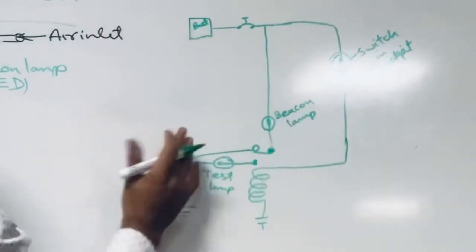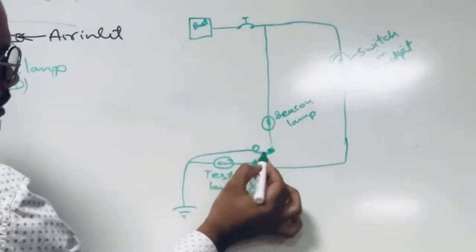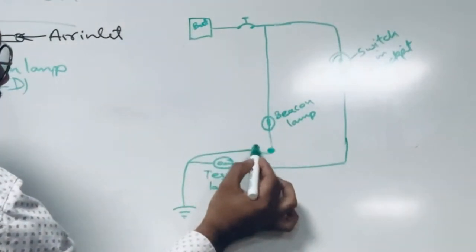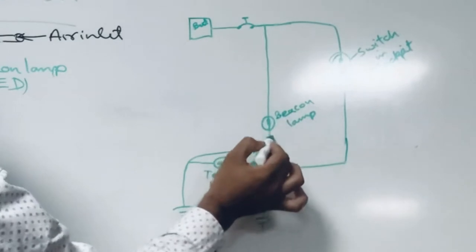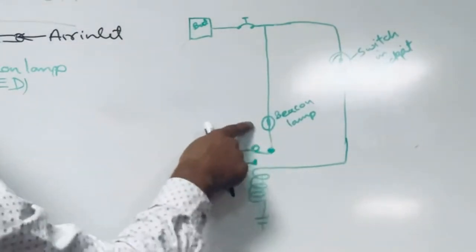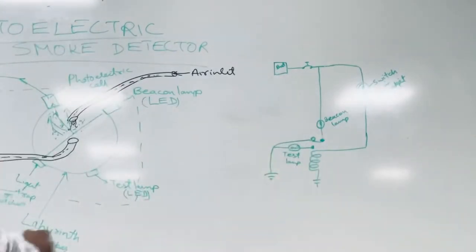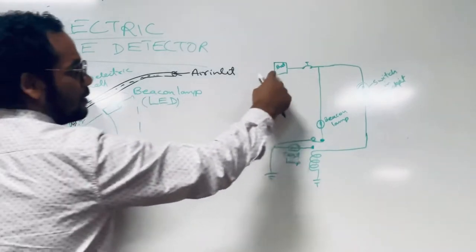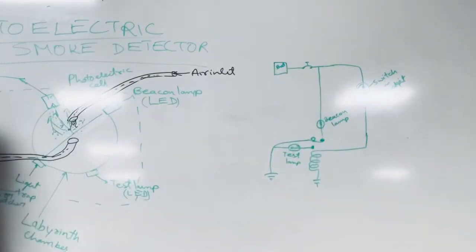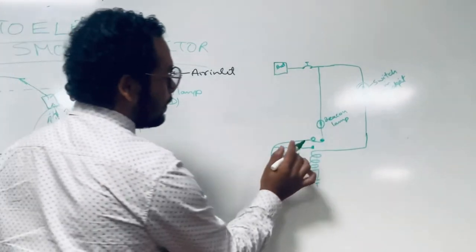So as per this diagram, since this contact is connected to this side, the beacon light is getting a grounding path, that's why it will be lit up. Okay, so in normal operations, the beacon light will be lit up like this. But suppose you're on ground and you want to test it. Okay, so how do you test?